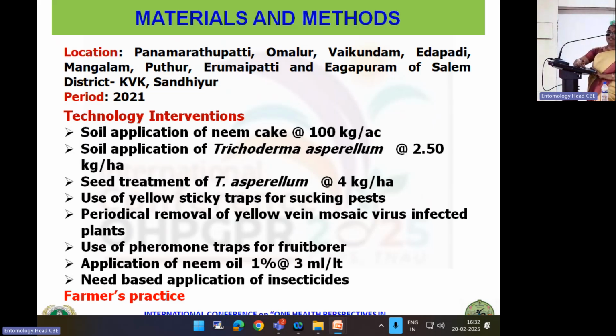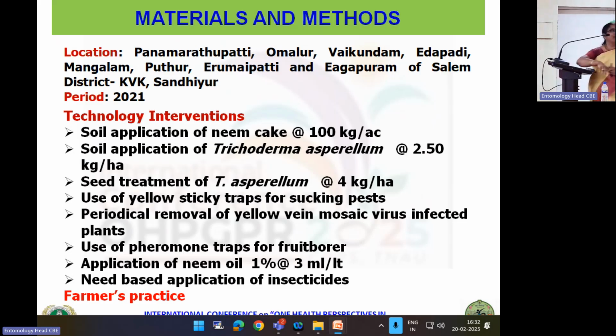As I told in the introduction itself, for the farmers practice, they were dumping insecticides after flowering, within a week, at weekly intervals. Not only insecticides, it includes insecticides, fungicides, growth regulators, some organics, everything. I'm coming directly to the result.